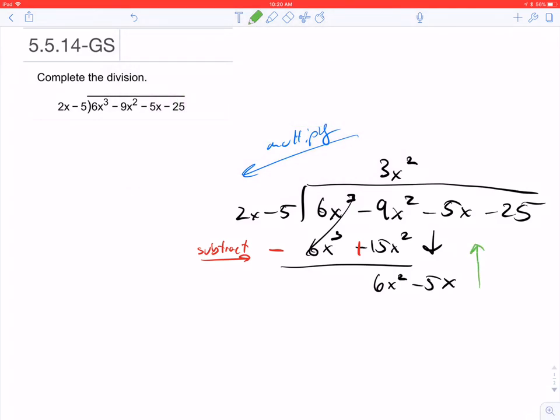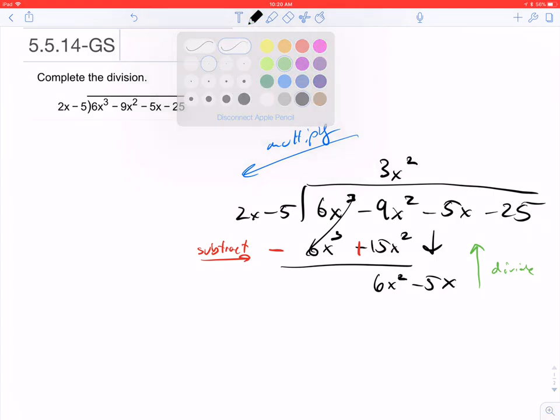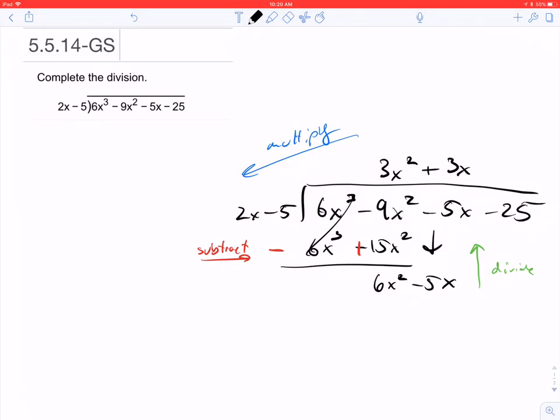go back. So I think we divide there, the first divided by the first again. What's 6x squared divided by 2x? What does that give us? 3x, right? So we line up our like terms. Now again, we're on the blue path, so we multiply.